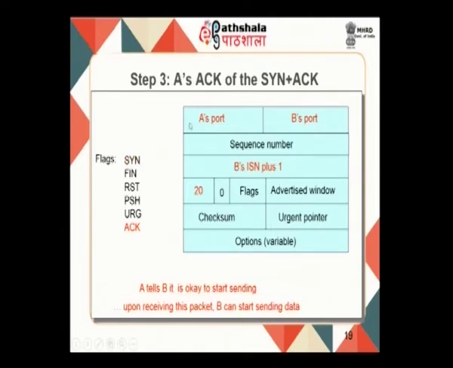Next, we have A's acknowledgement for the SYN plus ACK. A's port number will be the sender port number, B's will be the destination port number, and it will send a sequence number. B's ISN plus 1 will be the acknowledgement field, because B has given a new sequence number which you have to acknowledge. And the ACK flag is set here. You can see that SYN is not set, only the ACK is set. This indicates that this is A's ACK of the SYN plus ACK. On receiving this, B can start sending data, and once A has sent this, A can also start sending data. This is basically the three-way connection establishment process of TCP.